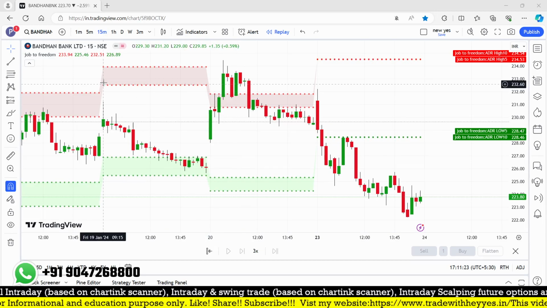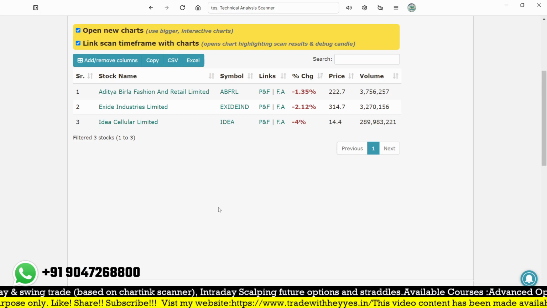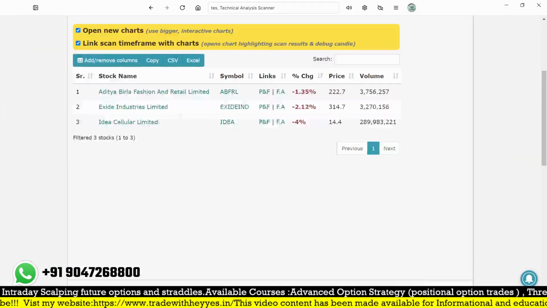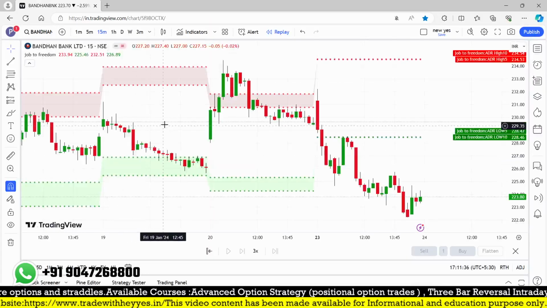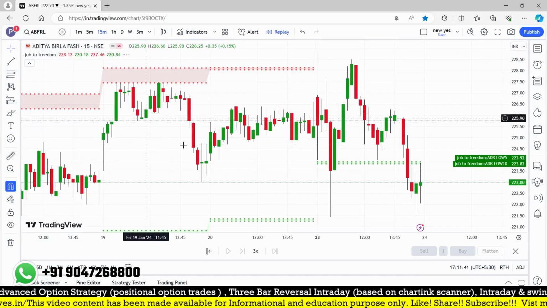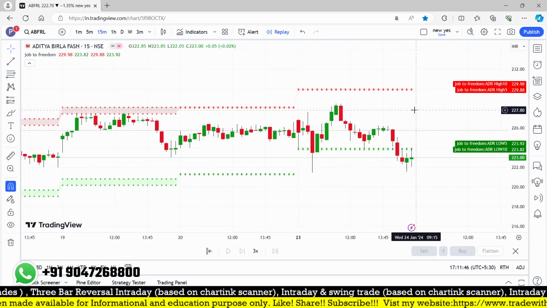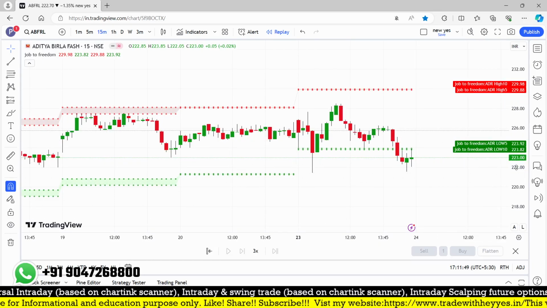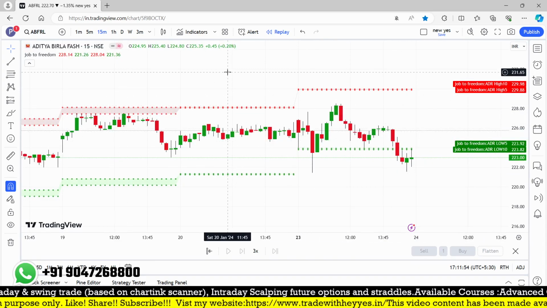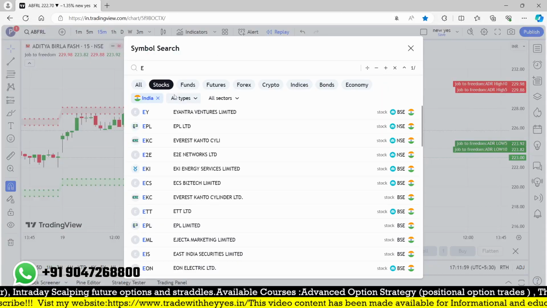Using the charting scanners, we are finding the stocks. Tomorrow, these are the three stocks forming a narrow ADR, although we don't have the code to find tomorrow's narrow ADR. But this was working: ABFRL, Excite, and Idea. Idea is not very liquid, nor large in size. Tomorrow it should be a very tight range, and today also it is looking like a tight range, but tomorrow it will be very narrow. Another stock we found is Excite Industries. These two we can look at for tomorrow.